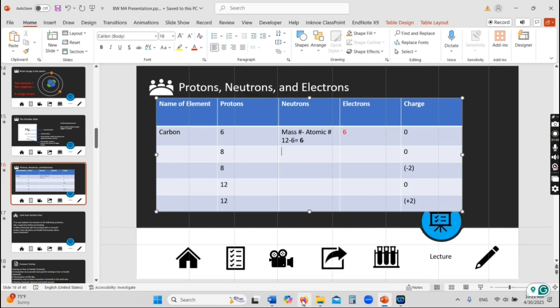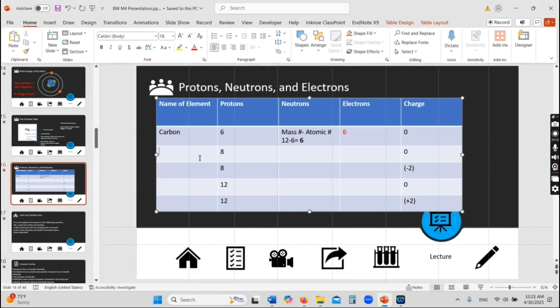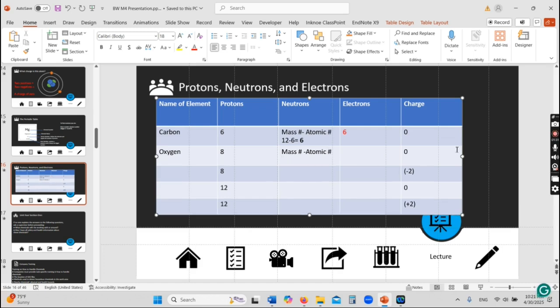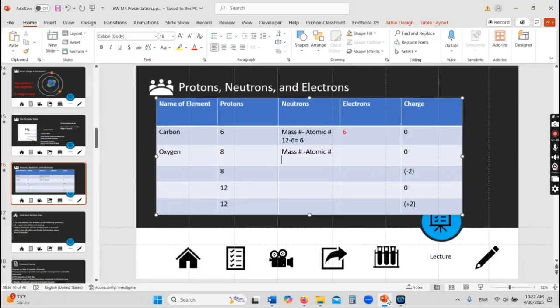All right, so if we're going over to atomic number 8, that is oxygen. So we will type in oxygen. Remember, we are doing our mass number, which is always the bigger number, minus the atomic number. Wow, I cannot type today. All right, so now we are doing oxygen is 16, minus our atomic number is 8. 16 minus 8 is going to be 8.